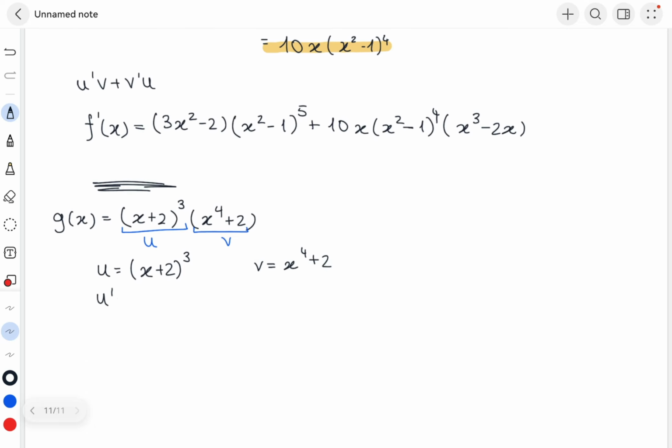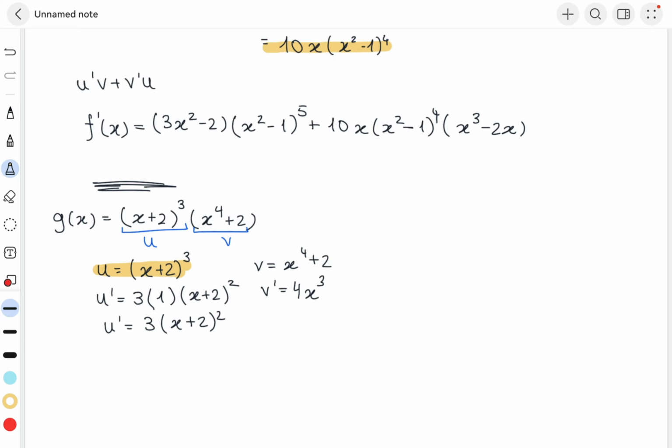Now, to find the derivative of u, we'll need to apply the chain rule, which states we take the power down, we derive x + 2. The derivative of x is 1, and the derivative of 2 is 0, so the final value will be 1, times (x + 2)^(3-1), which is 2. And v prime will be the derivative of x^4 + 2, which is 4x^3 + 0. To simplify u prime further, 3 times 1 is just 3, (x + 2)^2.